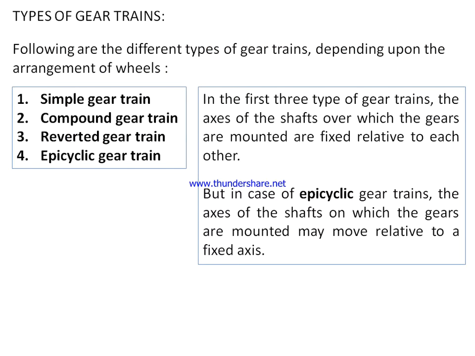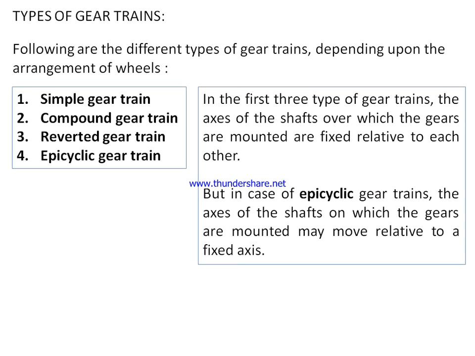Now there are four types of gear trains. Number 1, the simple gear train. Number 2, the compound gear train. Number 3, the reverted gear train, and 4th is the epicyclic gear train.